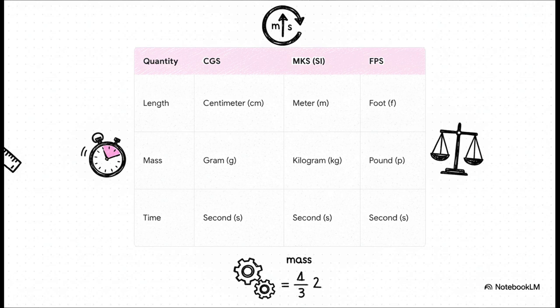There's the FPS system, which you might know as the imperial system: feet, pounds, seconds. Then there's CGS, which stands for centimeter, gram, second. But the big one, the one that's the gold standard for science all around the world, is MKS, also known as the SI system. That's meter, kilogram, second. And you know what's kind of funny? Look at the time row. Pretty much everyone agreed that the second was the way to go.